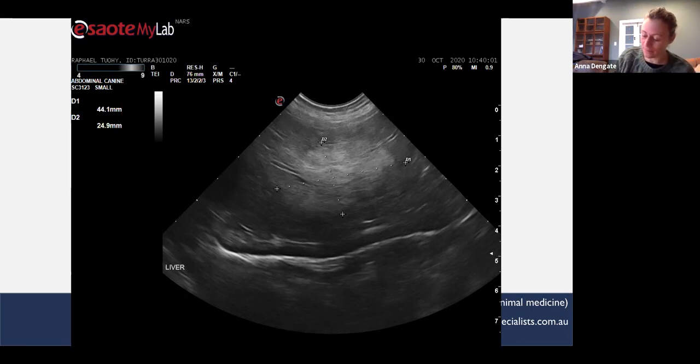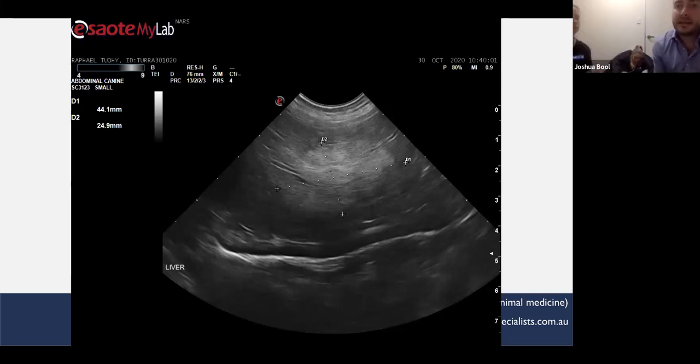So neoplasia wise, are there any particular neoplasias that you would be more suspicious of, like benign versus malignant? If you had to write the top 3 possible differentials for a neoplastic cause of this lesion, what would it be? Oh, probably round cell neoplasias would be one thing I'd be leaning towards. Yep.